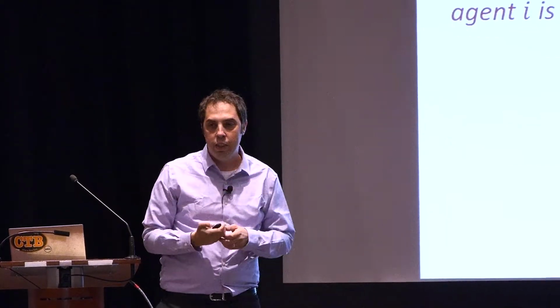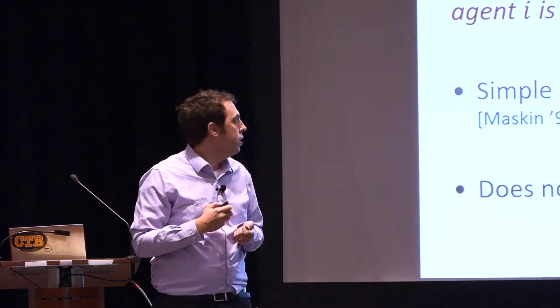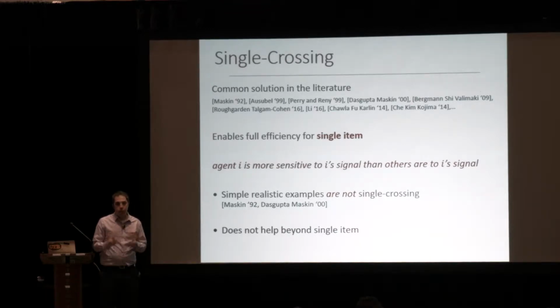But we have two natural problems with this condition. The first one is that there are many realistic and simple examples where single crossing just doesn't hold. You can think about information asymmetry. One has the information, but he's not the one that cares most about the item.